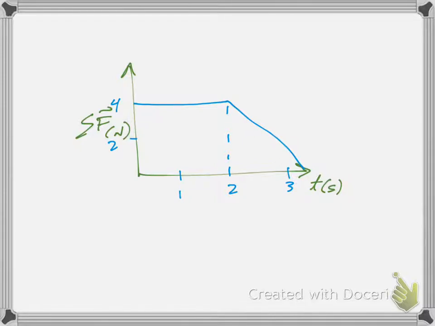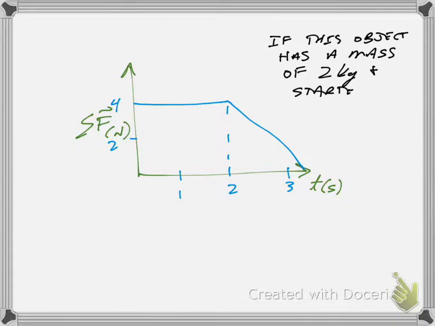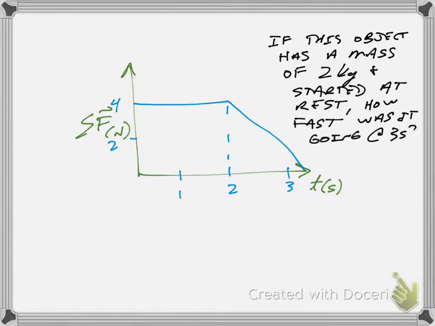So for example, let's say this is the graph of a net force acting on an object as a function of time. I know I missed the 3 there, but just pretend that it ends at 3. Say we have the question: given this force versus time graph, if that acted on a mass of 2 kilograms and that object started at rest, how fast would it be going at 3 seconds? And so again, there are 2 approaches.